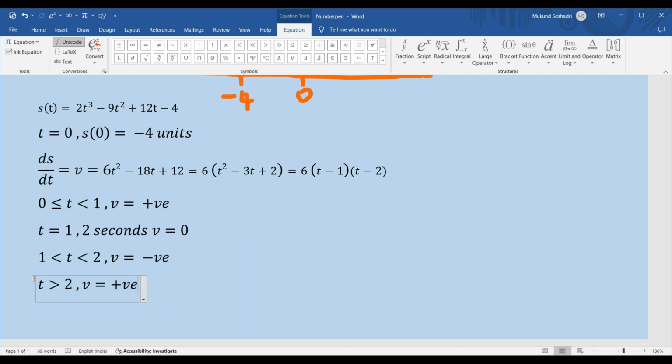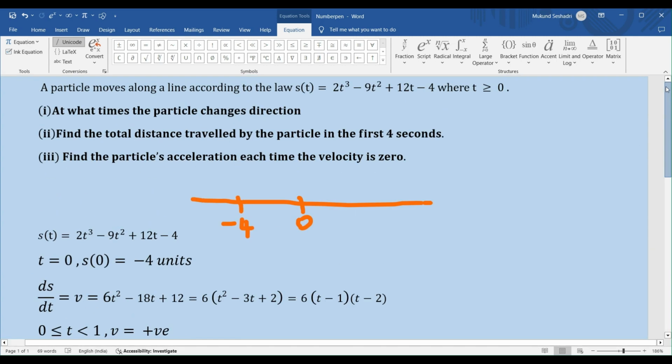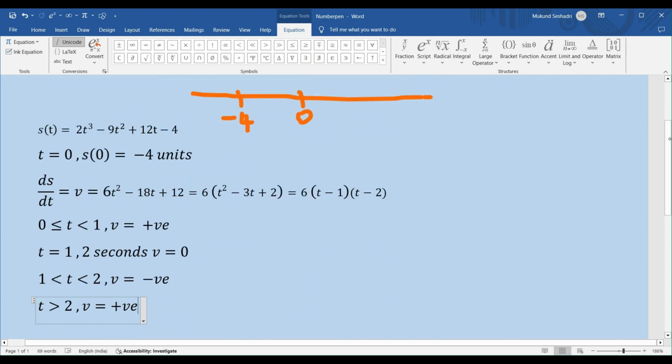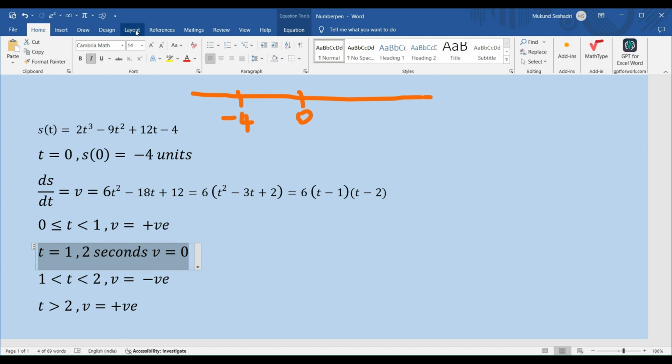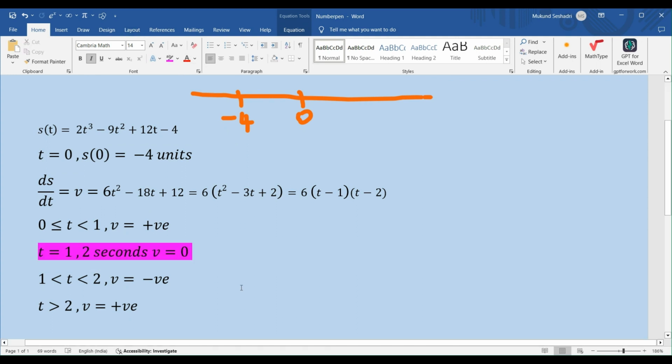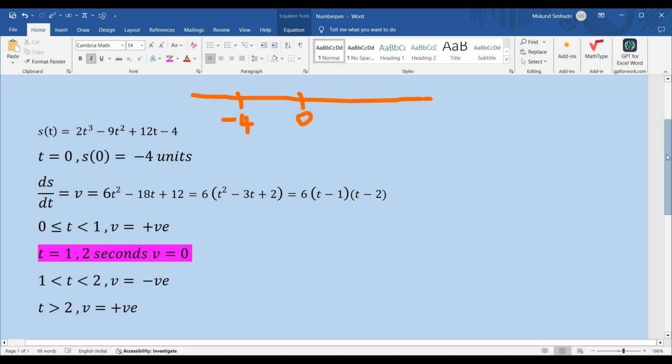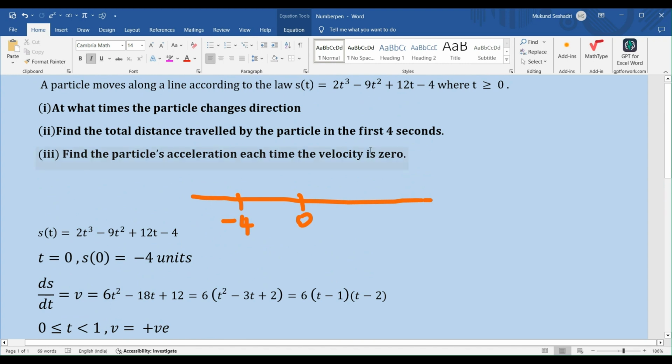So now I know I have the answer for my first question, which is at what times the particle changes direction. I know that t equals 1 and t equals 2 seconds are the two instances where the particle changes direction, because there the particle stops, and before and after that, I see that the velocity changes from positive to negative or negative to positive. That is why we have the answer as 1 and 2 in this case, right?